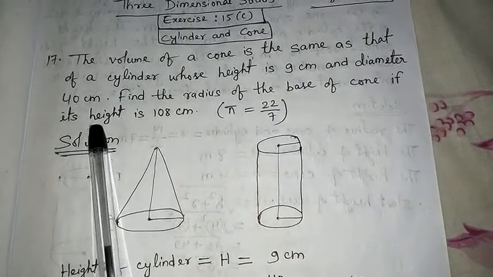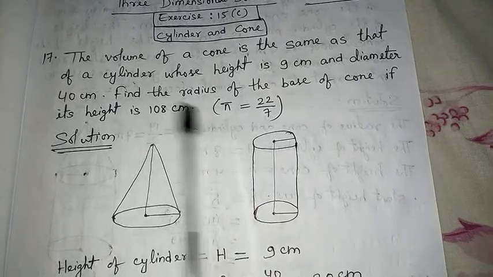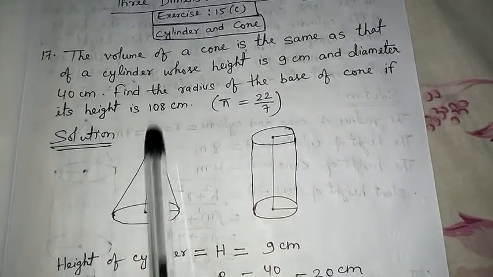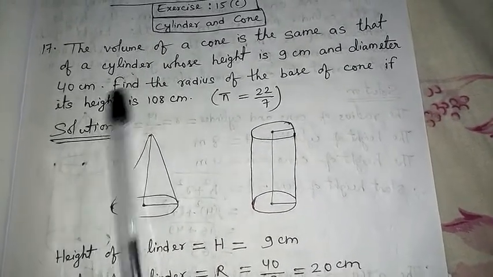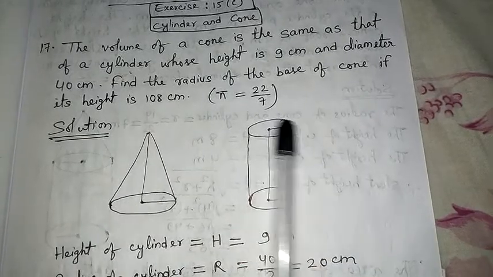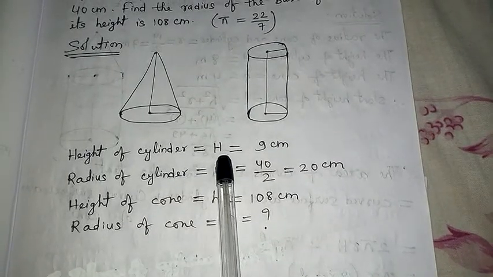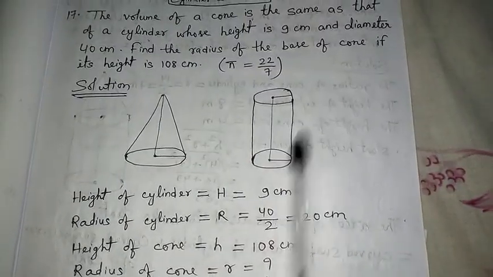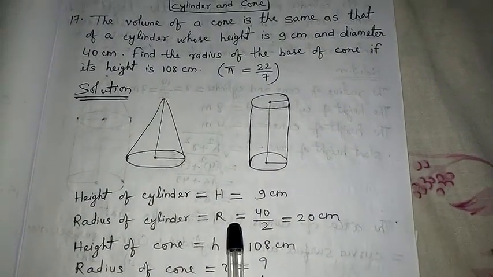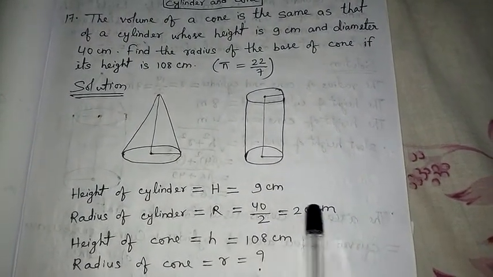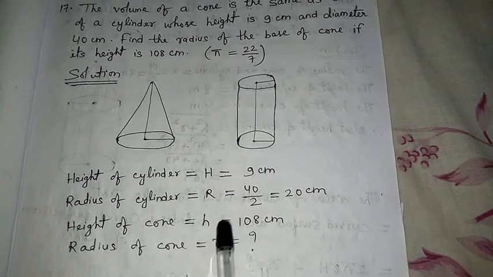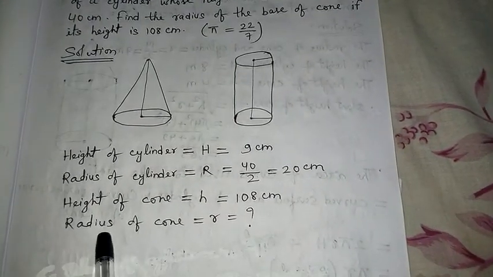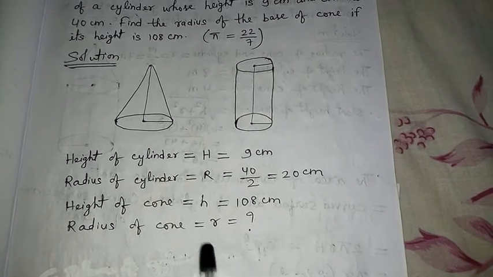The height of the cone is 108 centimeter. So the height of the cone is given, we have to find the radius, and the height and radius of the cylinder have been given, whereas the condition is the volume of the cone is the same as the cylinder. So both the volumes are equal. Height of cylinder I have denoted by capital H equal to 9 centimeter. Radius of cylinder capital R is 40 by 2, because radius is half the diameter, that is 20 centimeter. And height of cone with small h equal to 108 centimeter, and radius of cone is the question mark, which I have denoted by small r.